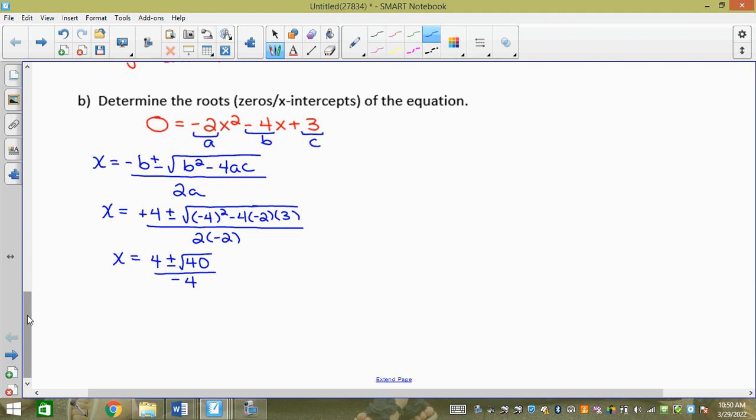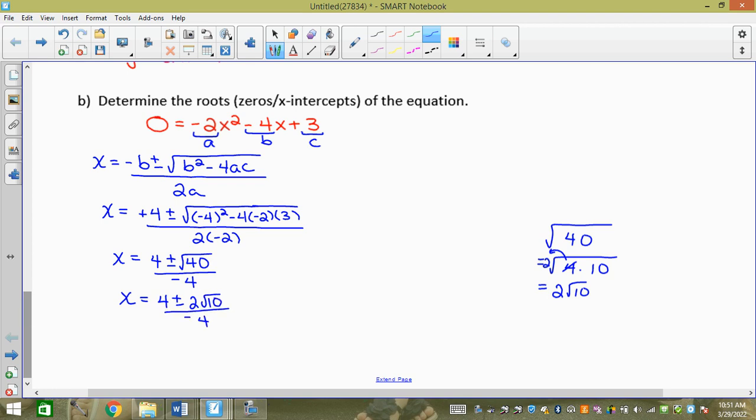Reduce the 40, correct? Well, where's that from? Grade 10. We're also going to do a whole bunch of that today. So root 40 breaks down into what and what? 4 and 10. 4 comes out and becomes a 2, and it's 2 root 10. So I'm going to get x equals 4 plus or minus 2 root 10 over negative 4.